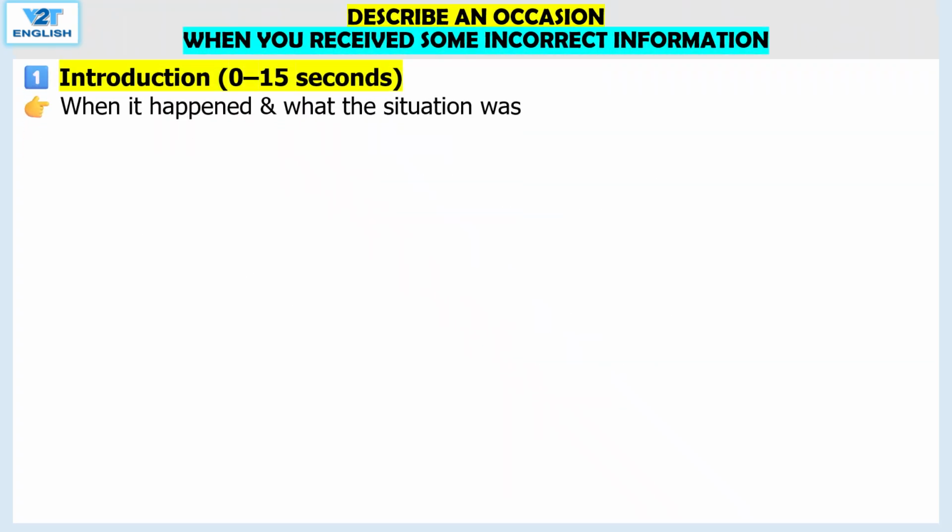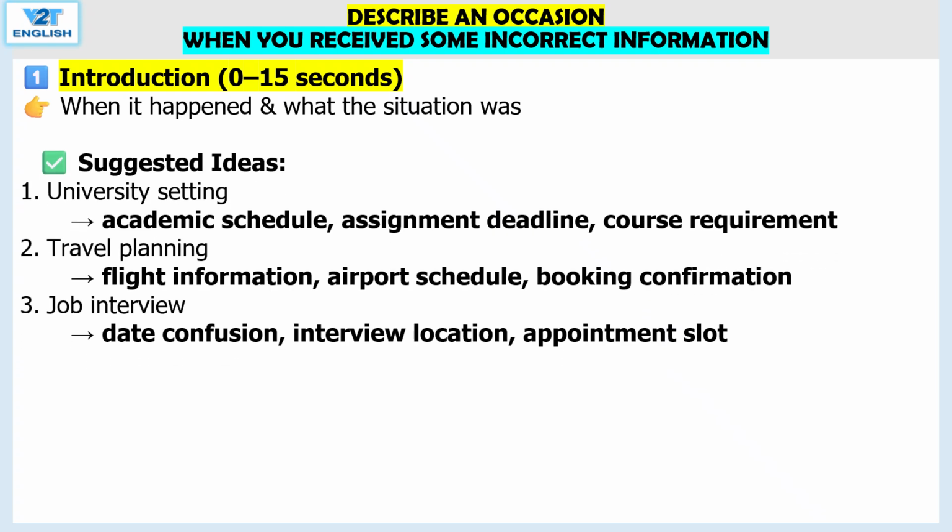1. Introduction, 0 to 15 seconds. When it happened and what the situation was. Suggested ideas. 1. University setting. Academic schedule, assignment deadline, course requirement. 2. Travel planning. Flight information, airport schedule, booking confirmation. 3. Job interview. Date confusion, interview location, appointment slot.